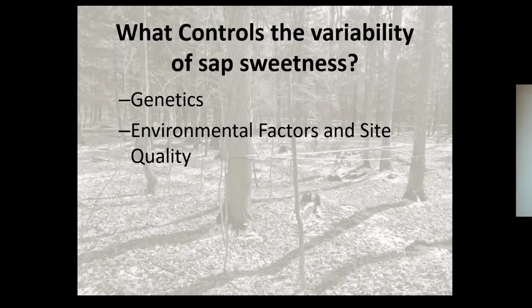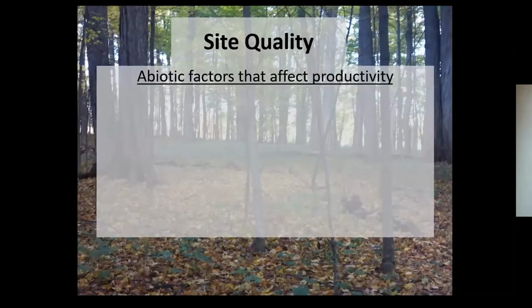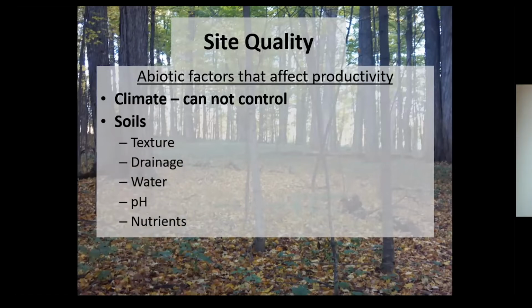The second factor is the environmental factors, the site quality of where those trees are growing, what resources those trees have. Those are the factors when it comes to sugarbush management that we can think about and look at. So what is site quality? Site quality is looking at the abiotic factors that are going to affect the productivity of those trees. One aspect is the climate. Unfortunately, we can't really control this unless you can create some giant bubble over your trees. But the amount of rainwater that you're getting and the temperature are all going to factor into that site quality.